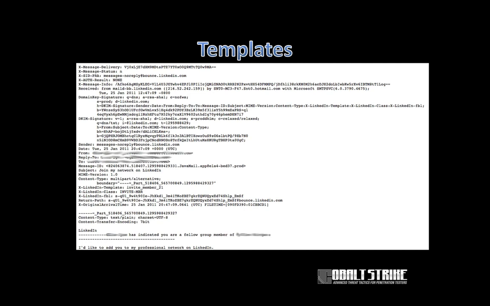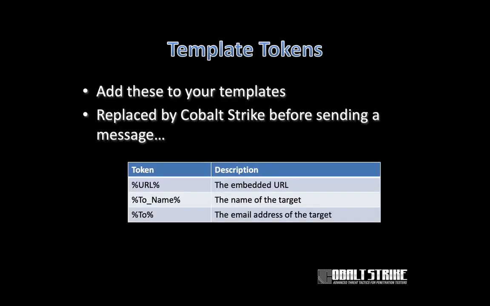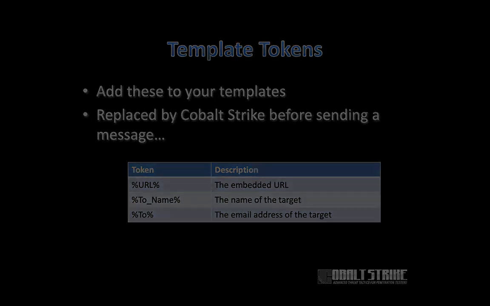And here's what an email looks like. It includes headers and it includes your content, sometimes multiple variations of the same content, maybe a plain text and HTML variation. One thing with templates is that there are template tokens in Cobalt Strike. If you add these to your templates, this is a way to customize each email that is sent by Cobalt Strike. %URL% is a URL that you want to embed into the email. %To_Name% is the name of the target. So Dear Bob Jones.